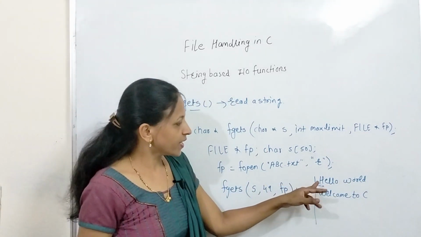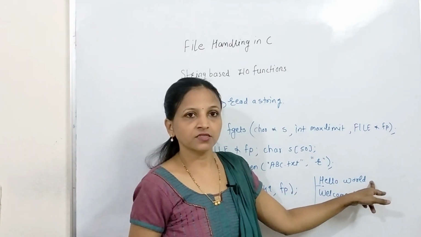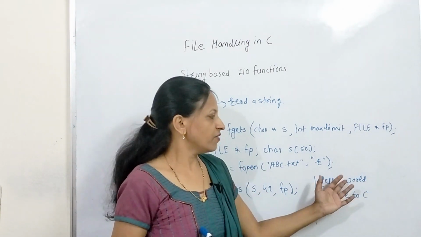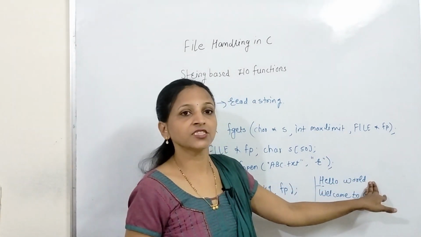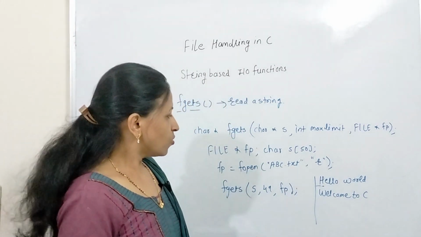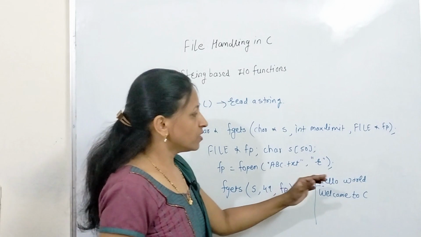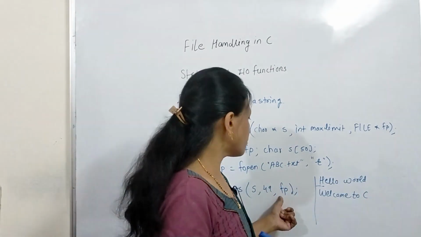Now see how many characters there are: 11 characters. And at the end the slash n character will be there. There are 11 characters and it will read those 11 and the slash n, the new line character, so 12 characters it will read. Here we have given 49, no problem. It will read up to slash n or a maximum of 49 characters.